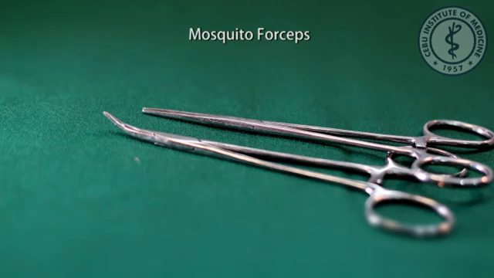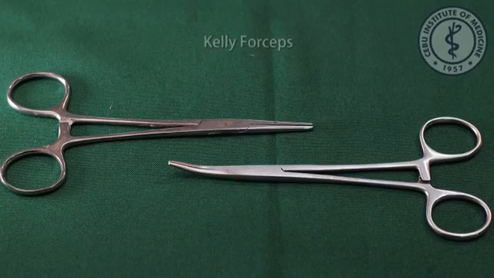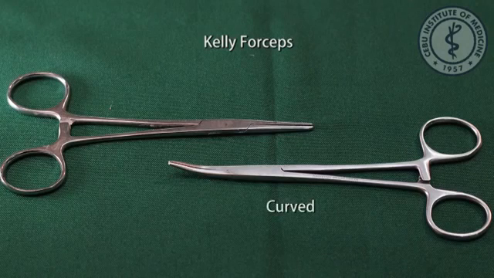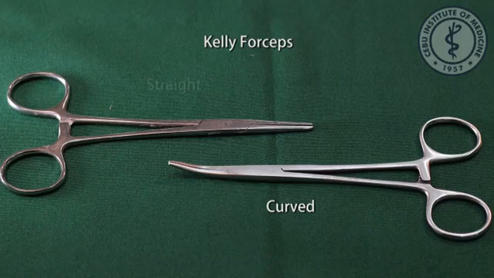Clamp forceps. Mosquito forceps, curved, for hemostasis, clamping bleeders. Straight, for grasping fine tissues. Mosquito forceps have finer tips compared to Kelly forceps. Kelly forceps, curved, for grasping tissues and clamping larger vessels. Straight.